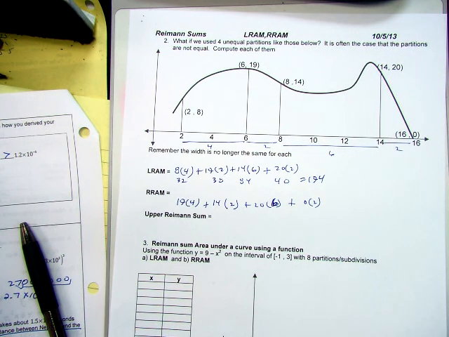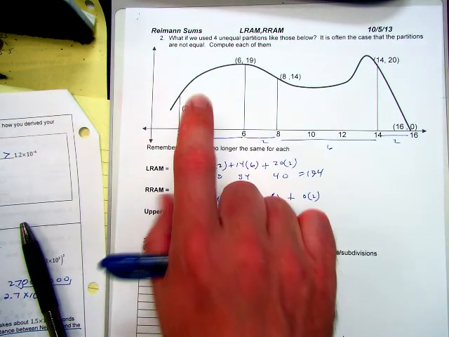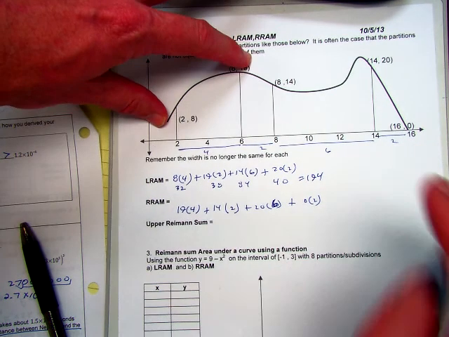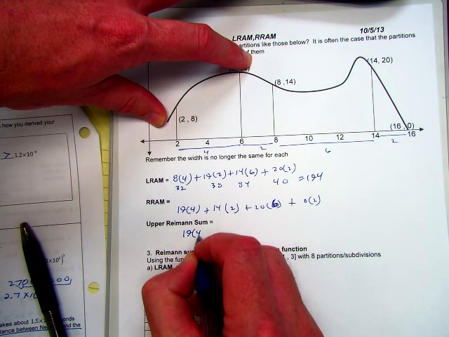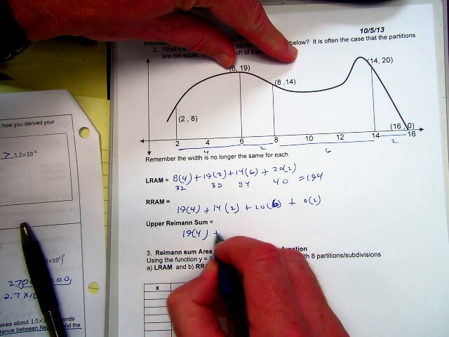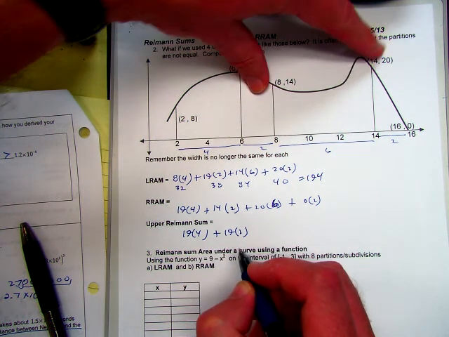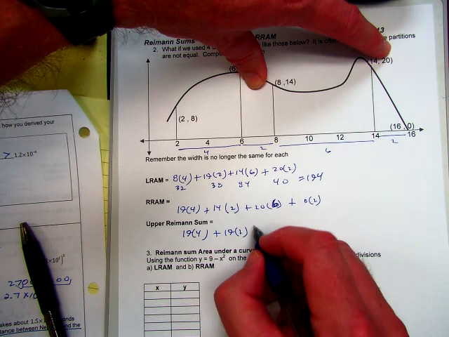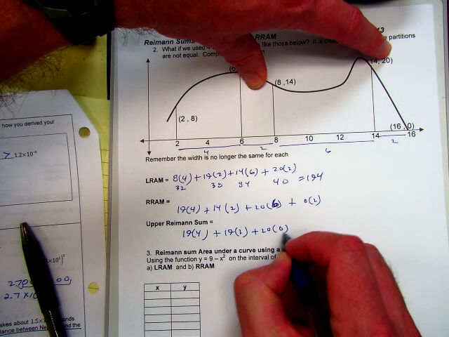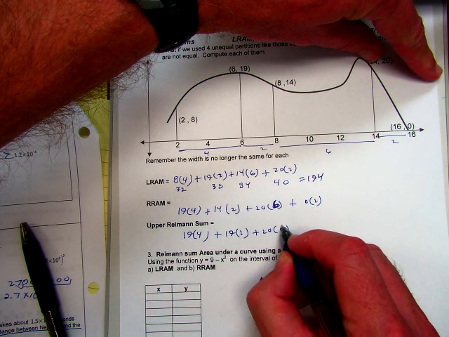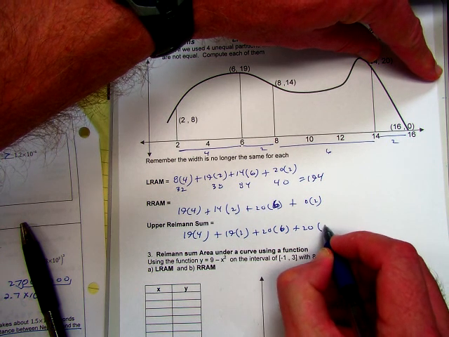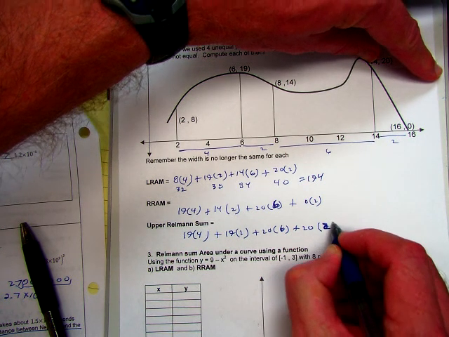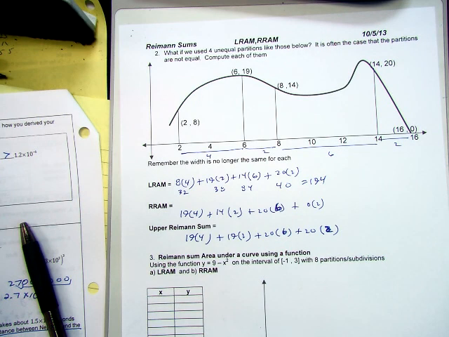The upper is the extreme maximum the area could be based on these intervals. So this is going to be 19 times 4. The biggest of these two, again, is 19 times 2. The biggest of these two is 20 times 6. The biggest of these two is 20 times 0. Or no, 20 times 2. So that's an example of Riemann sums.